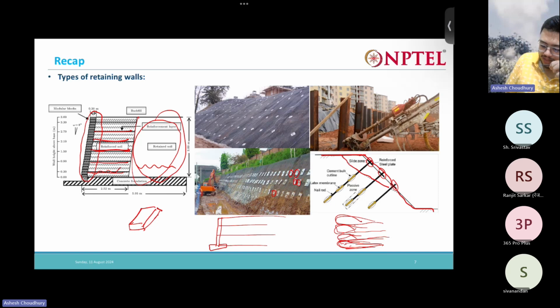But what if we use some soil nails? The soil nails will actually anchor this failure zone with the backfill or with the virgin soil that is behind it. In that way, it is going to prevent the probable failure slice from coming out and actually failing. So these are various types of retaining structures.